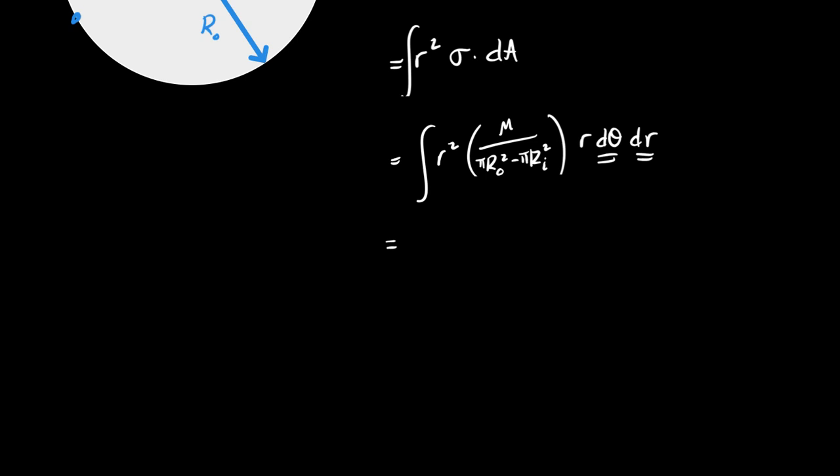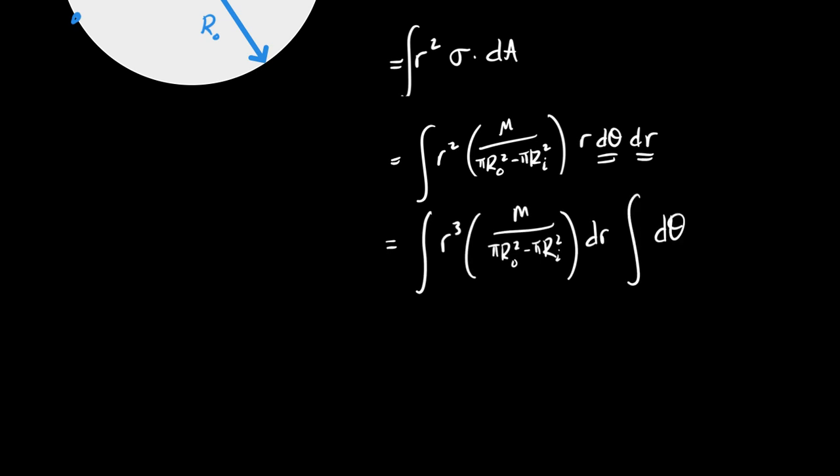So I'm going to separate this out and, let's collect the two r's, r cubed times m over pi r outer squared minus pi r inner squared times dr, and then a second one for d theta. And I'll set my limits. I'm going to go from r inner to r outer, and I'm going to set my other limit from 0 to 2 pi.